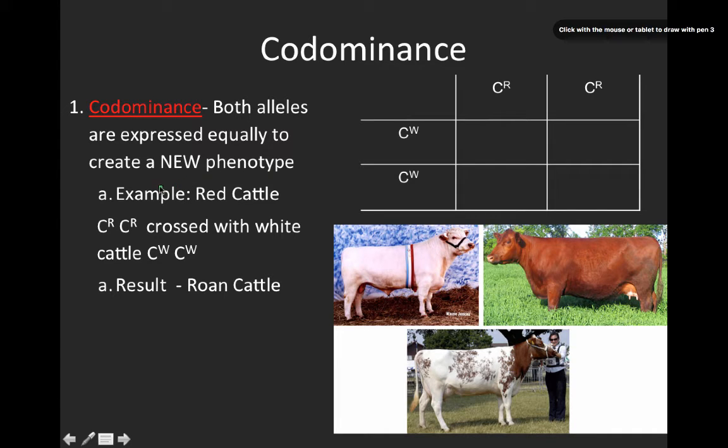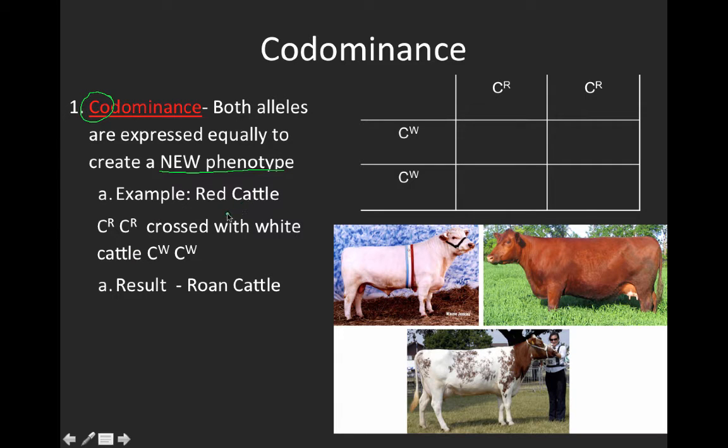We could use the flower, but I don't want you to get them confused. Cattle here can show this really well. So we get this new phenotype, right? This new phenotype is going to be codominant. Co is happening together, so these are going to happen together. When we cooperate, we work together. In codominance, both of these alleles are going to work together.